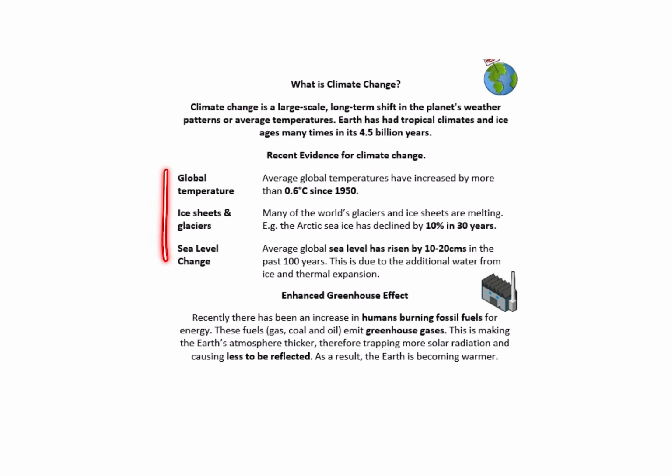I've popped in just some of my ideas here for you to have a little look at. But in global temperatures, we've got a 0.6 degrees rise since 1950. Ice sheets and glaciers, well, the Arctic sea ice has declined by 10% in the last 30 years. Sea levels have risen by about 10 to 20 centimetres in the past 100 years. So again, all really 3 strong bits of evidence for climate change. They might ask you to provide one of those for 1 mark in the exam.